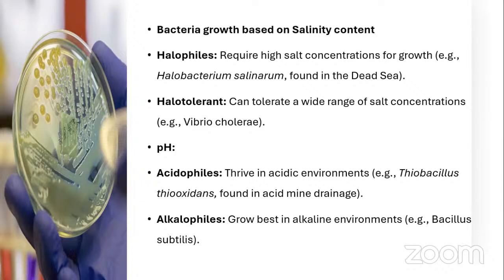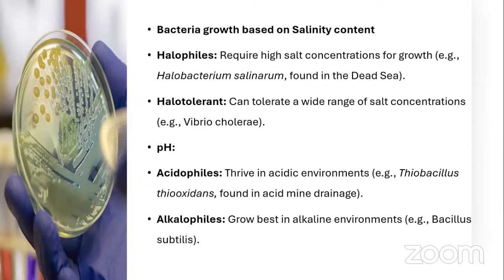And we also have the example of Vibrio cholerae that can tolerate a wide range of salt concentration, because this organism is found in the marine environment. Vibrio is a marine bacteria. It can tolerate a wide range of salt concentration, high, low, or medium. So we call them halotolerant bacteria.